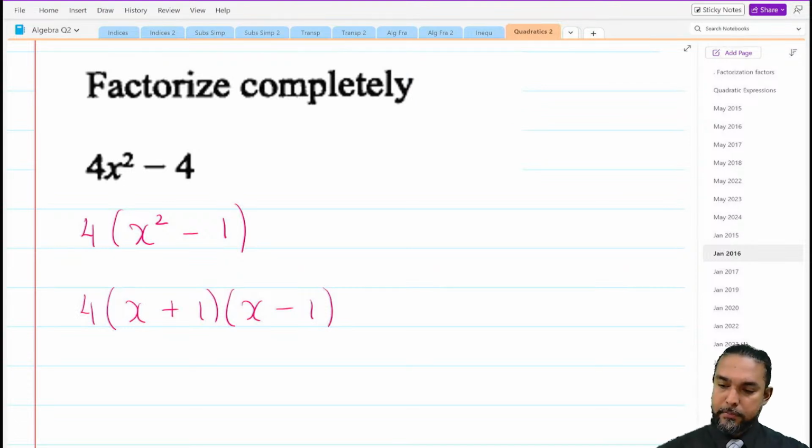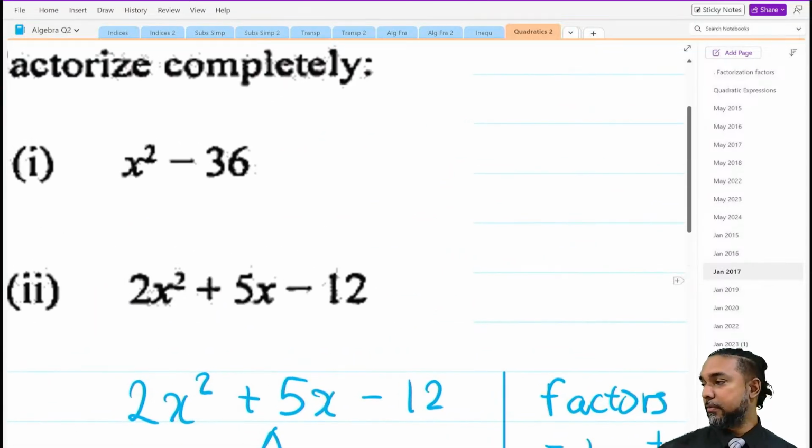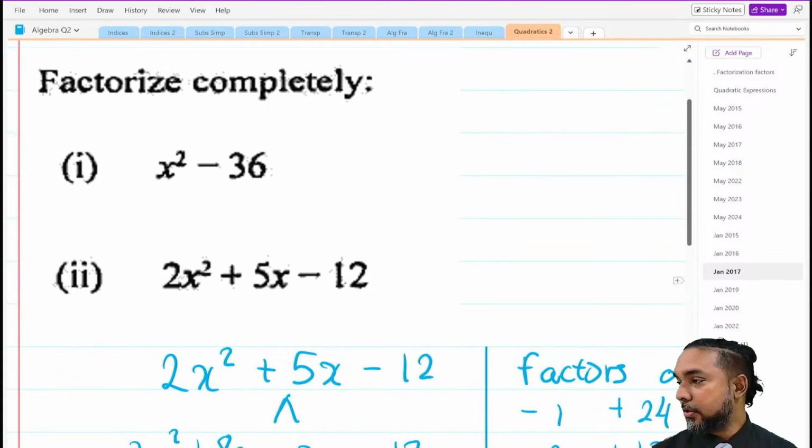All right, cool. Going again. Does the positive bracket have to go first? No, you could do x minus 1 by x plus 1 because we're multiplying, it's commutative. That means that it doesn't matter, like 2 by 3 is the same as 3 by 2.